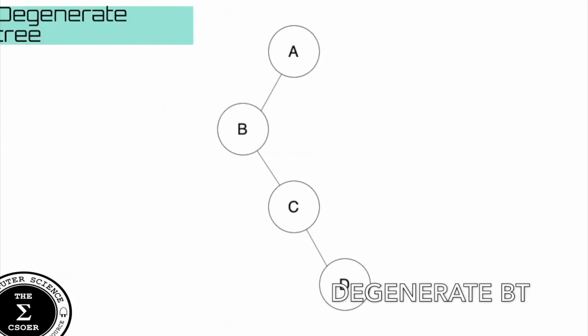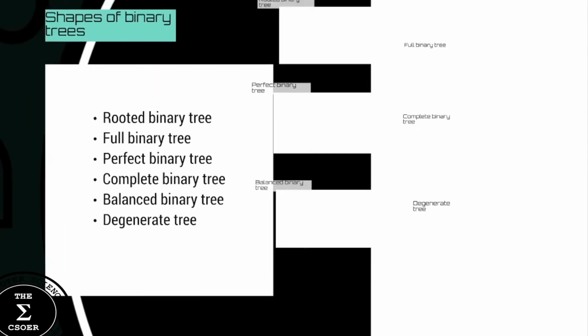And finally, the degenerate tree. A degenerate tree is a tree in which each parent node has only one child. It behaves like a linked list. Now we've seen all of the shapes of binary trees. Moving on, we can now look at some examples.